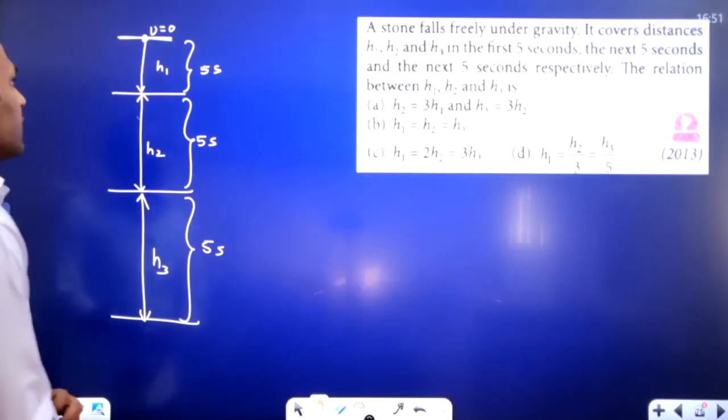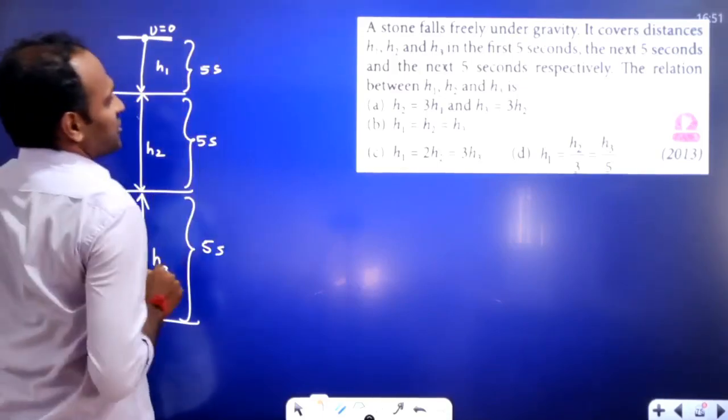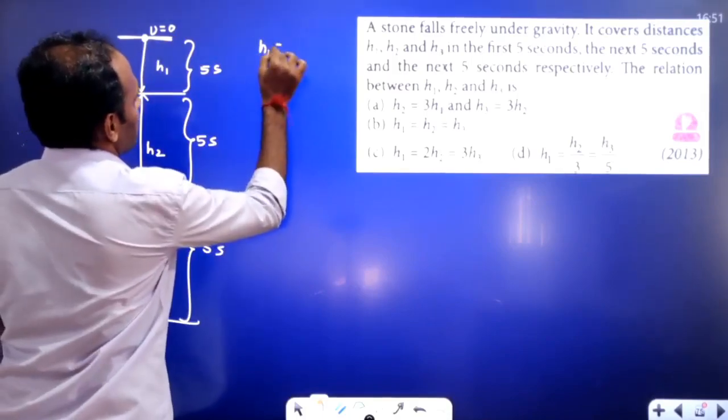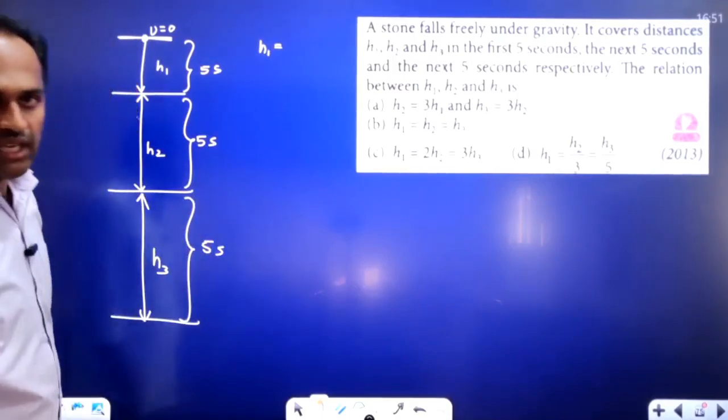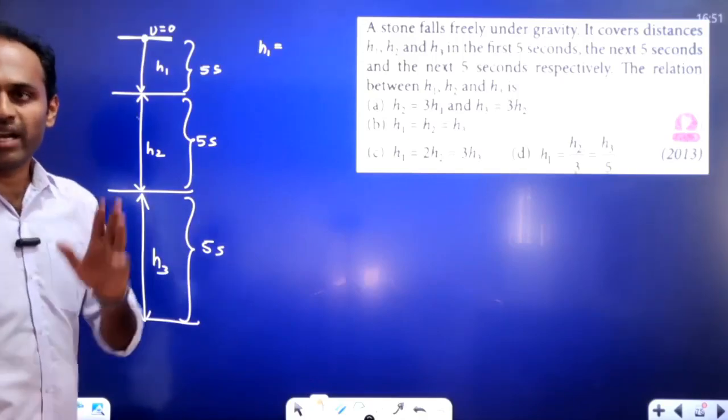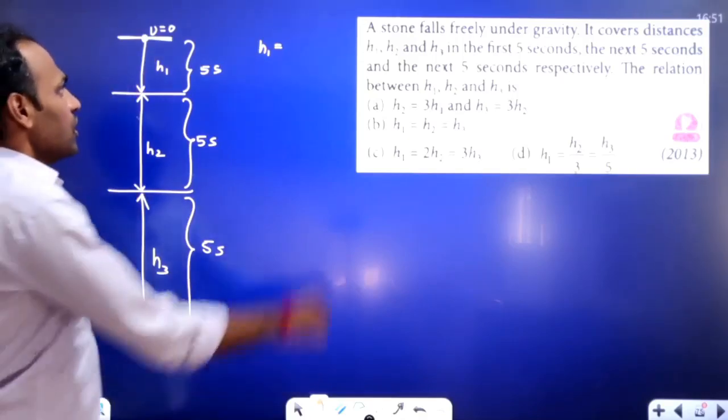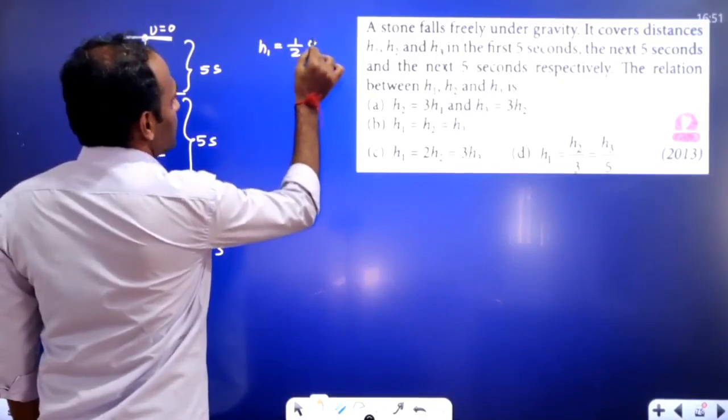Correct? Okay. So first go for the first 5 seconds journey. To calculate the distance traveled within the first 5 seconds, if we use the formula ut plus half gt square, u is 0, initial velocity is 0. So the formula remaining is half gt square.